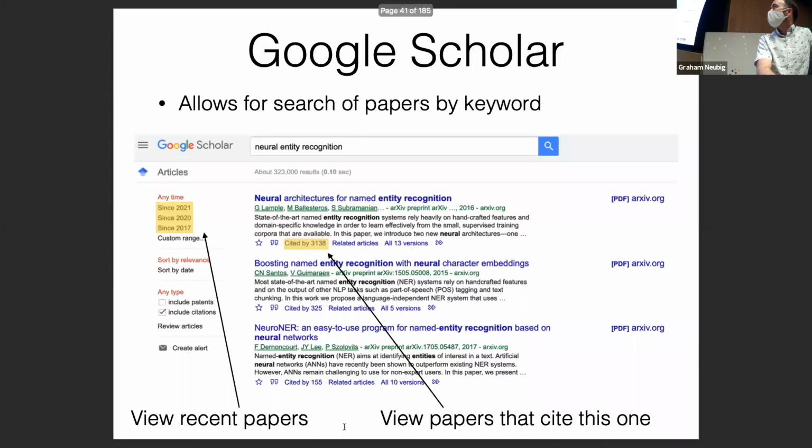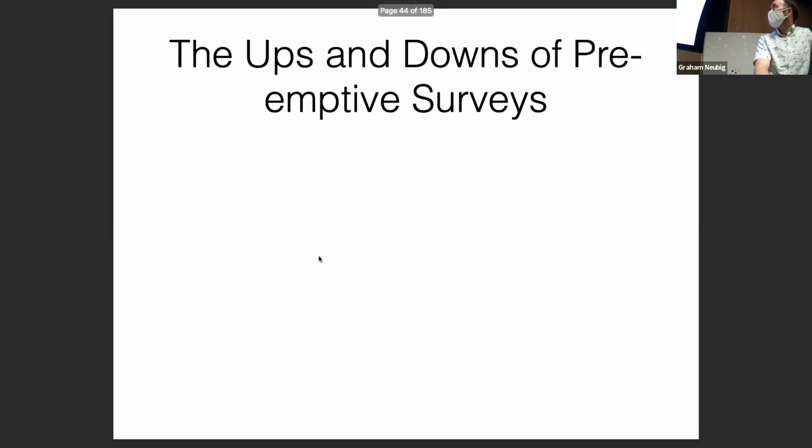And if you want to find newer papers, you can do things like search here, or you can search the papers that cited this one. So I definitely can say that having a pretty good idea of the research area is good.